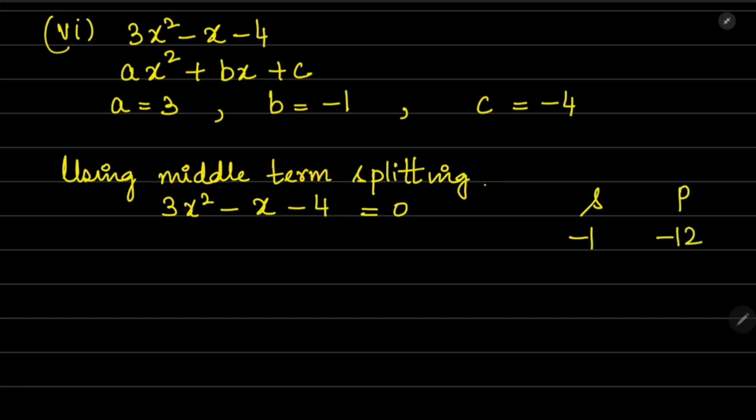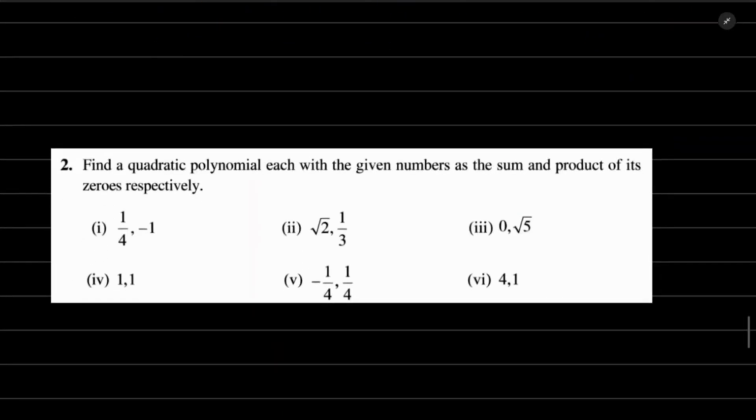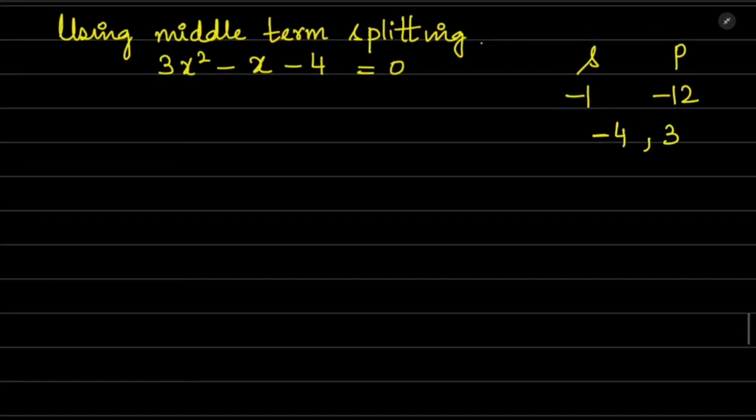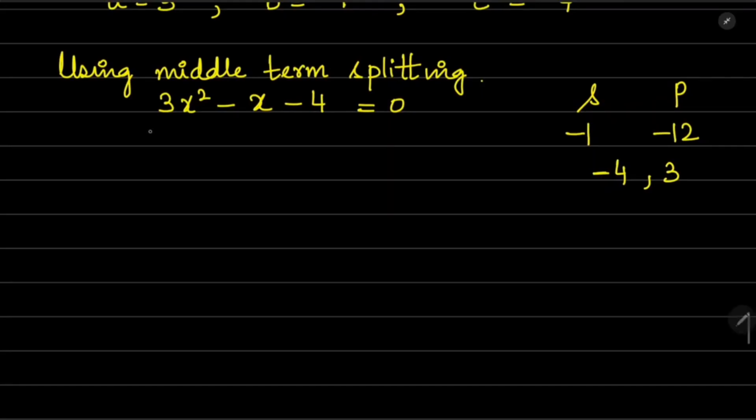So the minute you see this, you have 4 and 3. 4 3s are 12. And if you put a negative sign to the bigger number, you will get a minus 1. Minus 4 plus 3 is minus 1. Minus 4 multiplied by 3 is minus 12. So that is your middle term splitting. So here you have got 3x square minus, the middle term minus 1 is split up as minus 4 and 3. So minus 4x plus 3x minus 4 equal to 0.